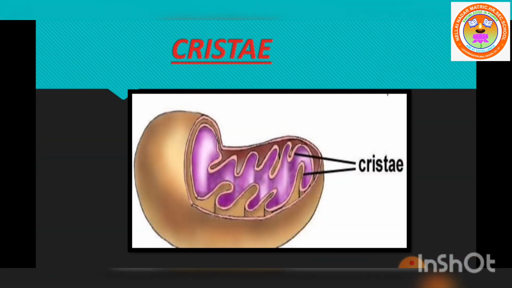Next, cristae. What are cristae? The inner mitochondrial membrane gives rise to finger-like projections. Just see the picture. These are known as cristae. The cristae increase the inner surface area, folding the inner membrane of the mitochondria to hold a variety of enzymes. So a variety of enzymes are present in the inner membrane of mitochondria in these finger-like projections. This is another part of mitochondria.